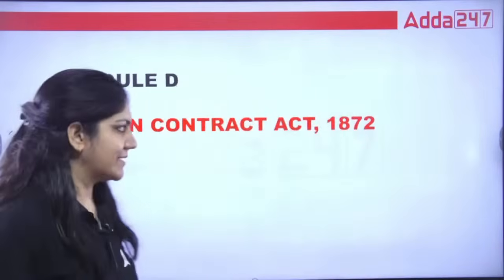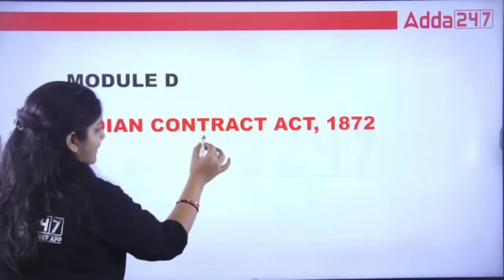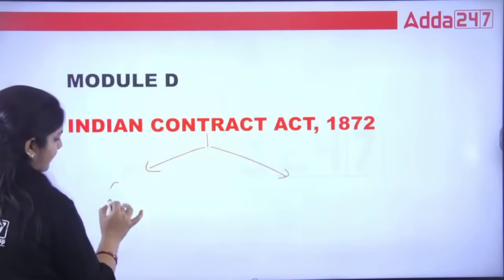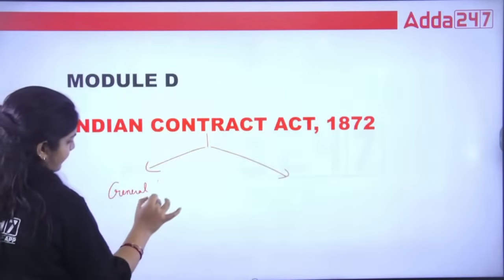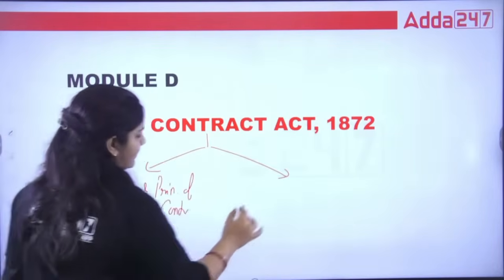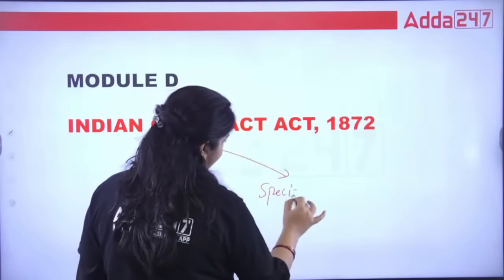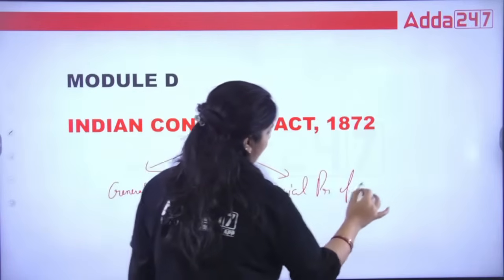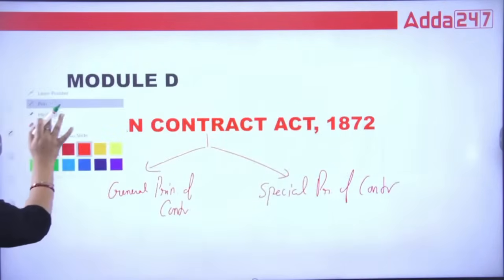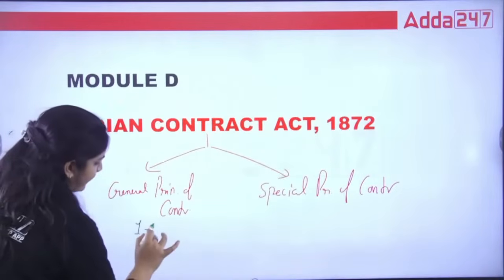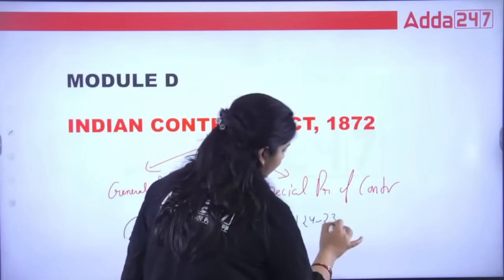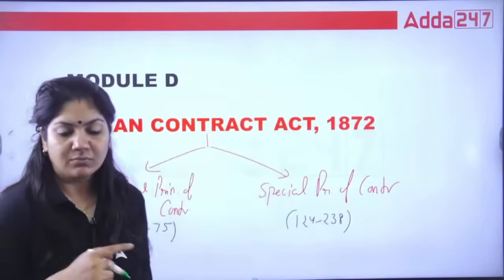Okay, now let's start. So Indian contract is basically divided into two parts. The first is general principle of contract. The second is special principle of contract. Right? It's a quick revision. As we know, the general principle of contract is section 1 to 75 and special principle of contract is section 124 to 238, but you do not need to mug up the sections.